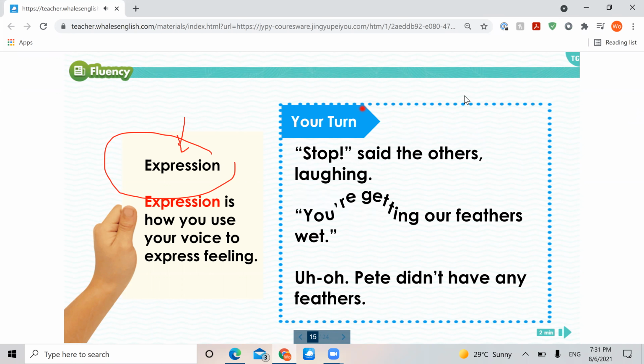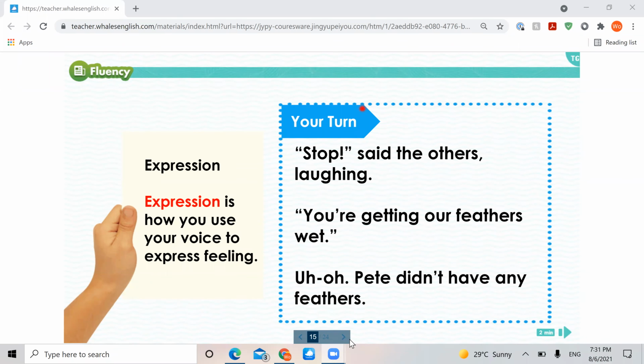"Stop," said the others, laughing. "You're getting our feathers wet." Uh-oh. Pete didn't have any feathers. You can tell how they felt when they said stop. You can also tell how Pete was feeling when they said, uh-oh. Let's try reading with expression. Go ahead, please. Fantastic.